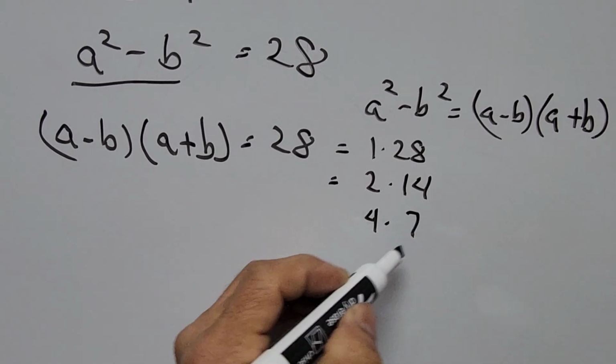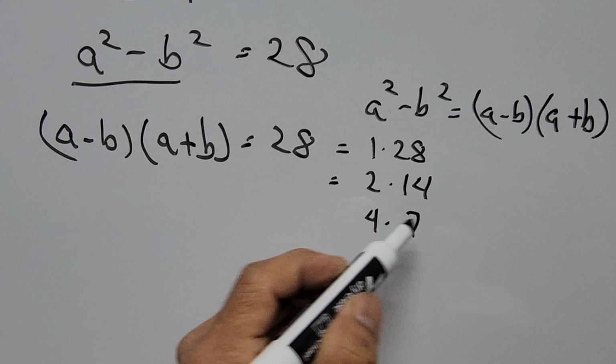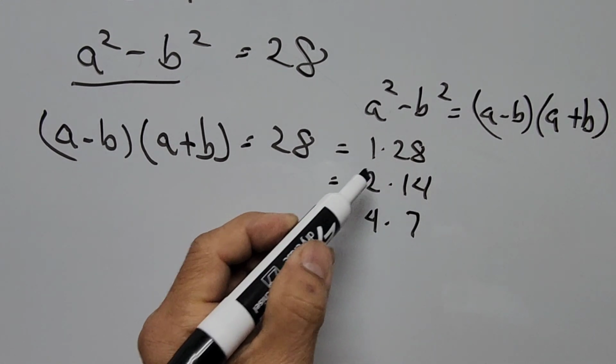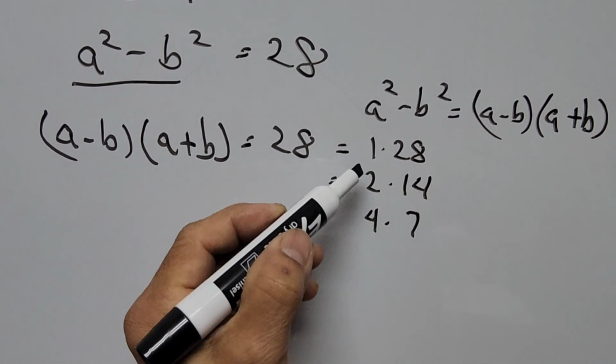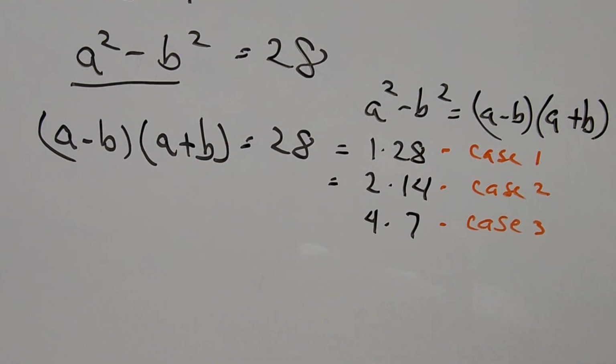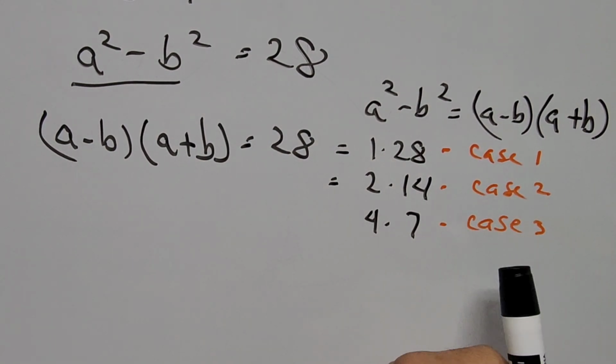And 4 and 7, right? 7 times 4 is 28. 14 times 2 is 28. 28 times 1 is 28. So we have 3 cases: case 1, case 2, and case 3.